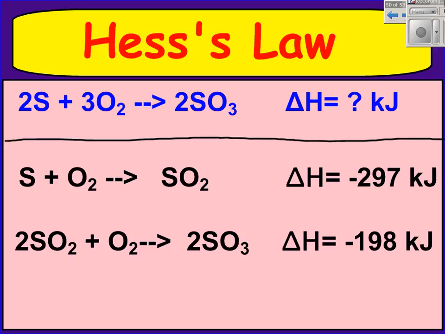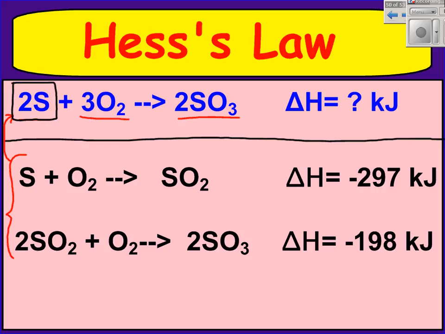So our goal right now is we are somehow going to manipulate or tweak these two reactions to make it look like this reaction. Once that is done, we can then add the enthalpies to get our final enthalpy. All right, I'm looking at the reaction that I want. I want 2S, 3O2, and 2SO3. Very well. I'm going to start with 2S since it's the first one.